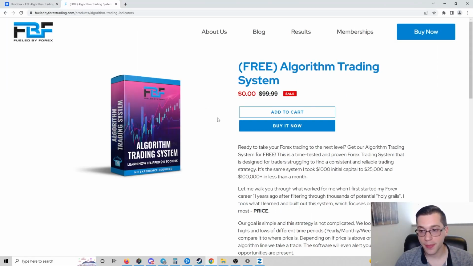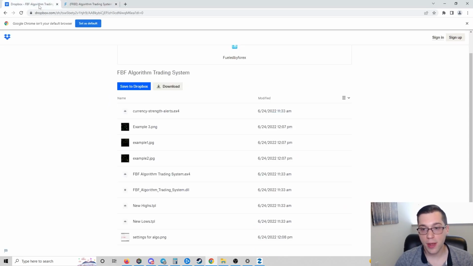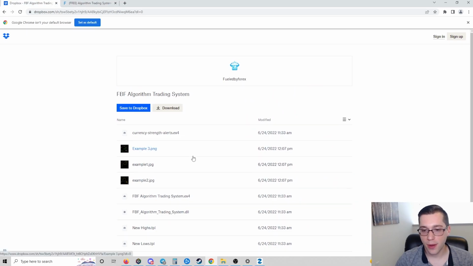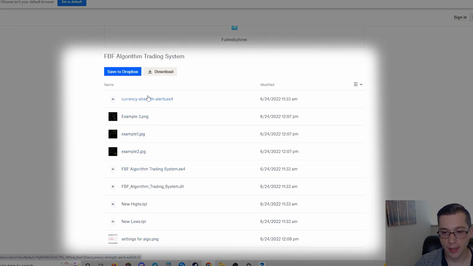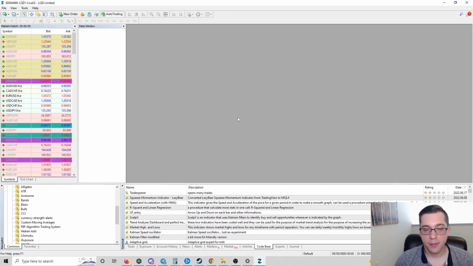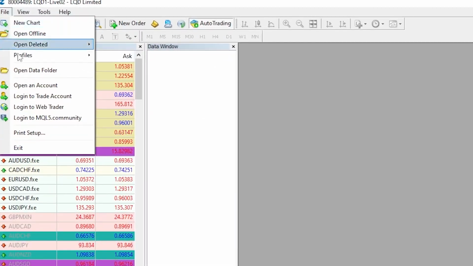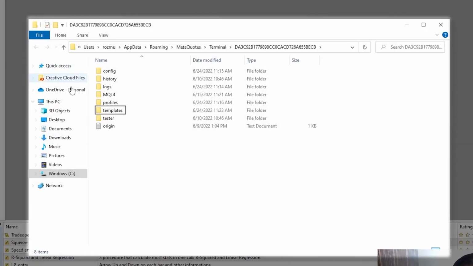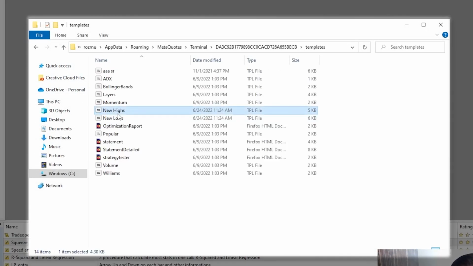The first step, after getting your email, is going over to Dropbox and downloading all these files that I've laid out for you here. The next step is to open up your MetaTrader 4, and we're going to install the files. So you go to File, Open Data Folder. First, go to Templates and put in your new highs and new lows files. They're TPL files, that's how you know they're templates.